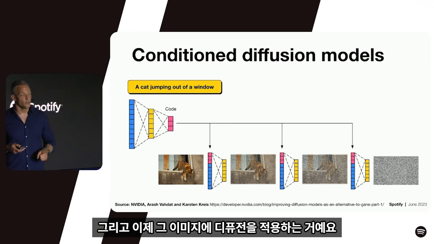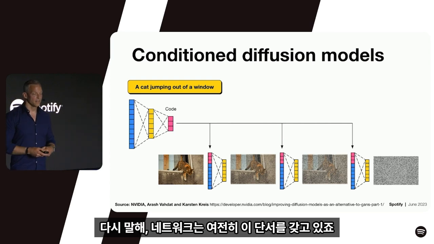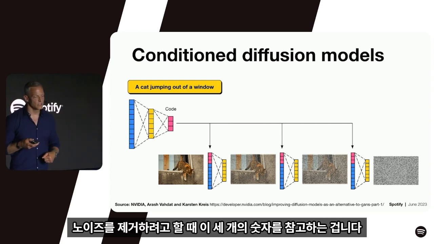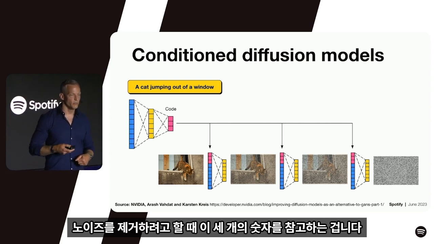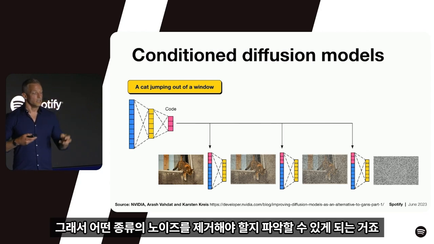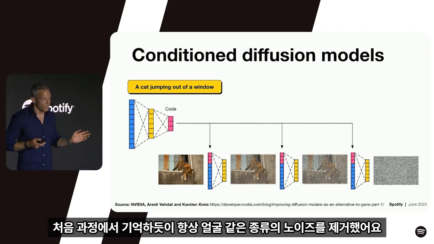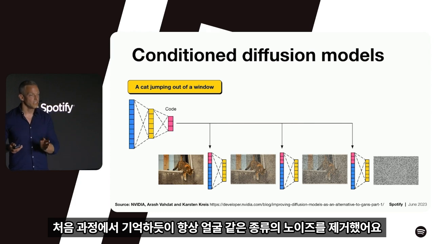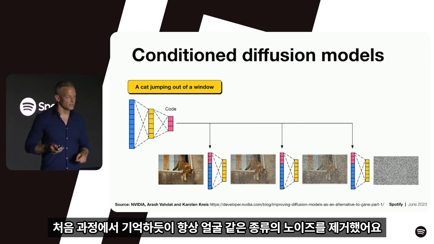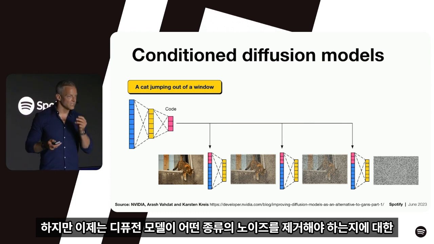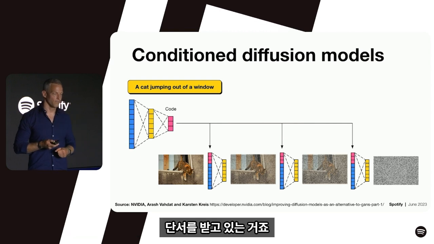And now you do the diffusion on that image. So again, the network has this clue, these 3 numbers, as it's trying to remove the noise, so that it can understand what kind of noise it's looking for. So remember, in the first process, we always removed the same kind of noise, face-like noise. But now we're doing a diffusion model that gets a clue for what kind of noise it's looking for.